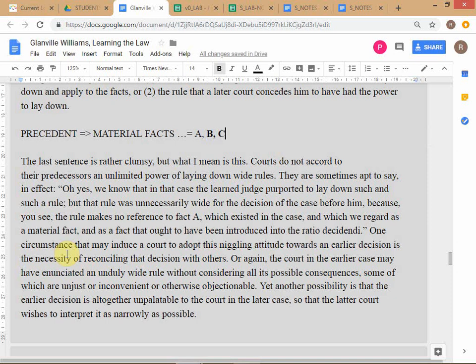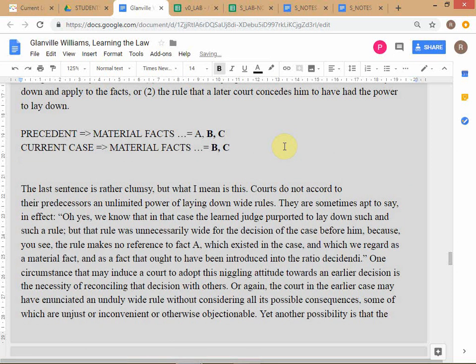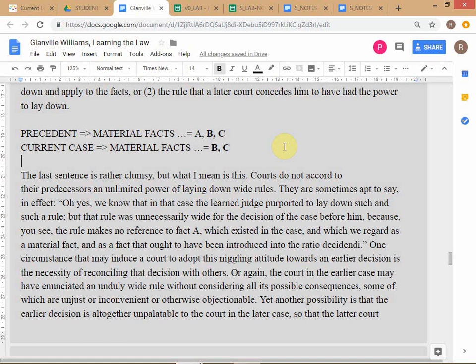So the idea is, theoretically I explained that, I'll give you an example. In the case of the precedent and in the current case, which is your case, the material facts are only B and C. So on the face of it, it appears that this is a valid precedent because the earlier court only took cognizance of, you understand this expression, took cognizance?